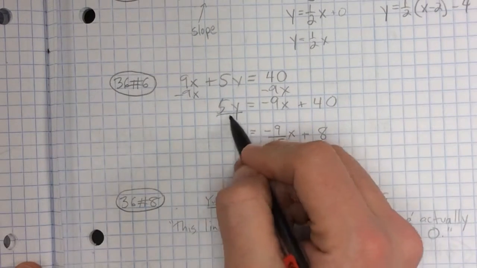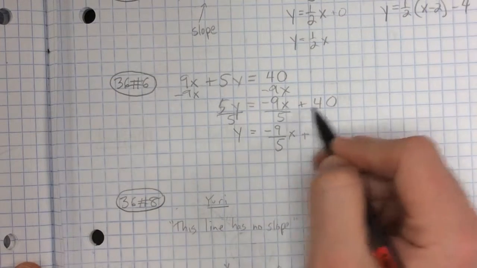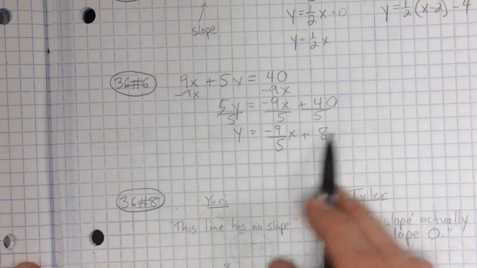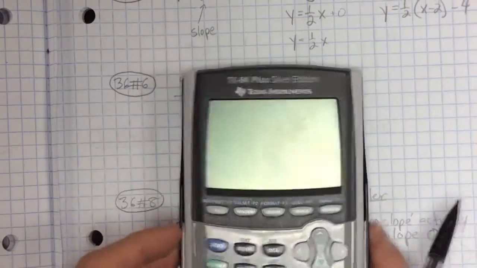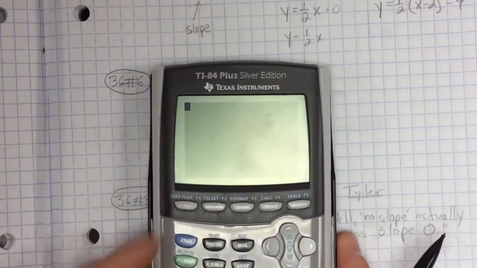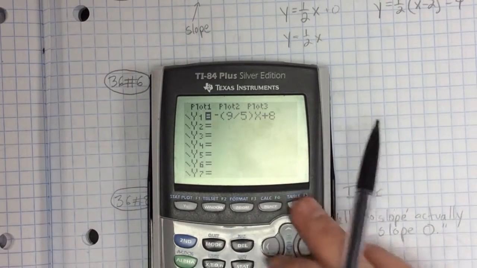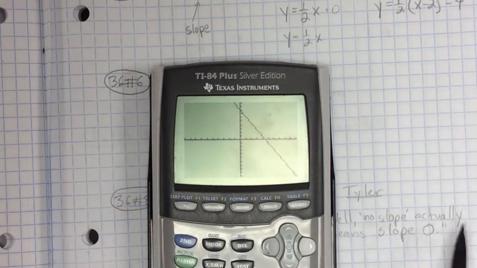And then I'm going to divide this side of the equation by 5, and then everything on this side of the equation by 5, which gives me y is equal to negative 9/5 x plus 8. I then take my calculator, go into y equals, put that into my calculator, and then I hit graph, and I get this graph.